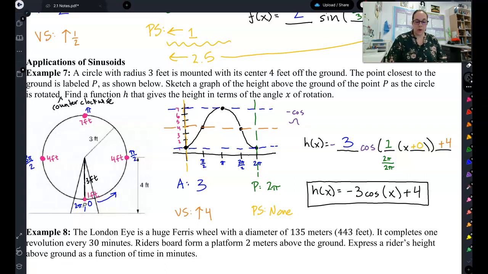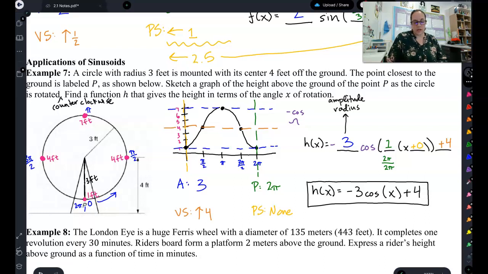First off, I want you to notice that 3, the amplitude, let's use better arrows. That amplitude is also the radius of this circle. That is not a coincidence. So that radius of the circle turns into our amplitude.